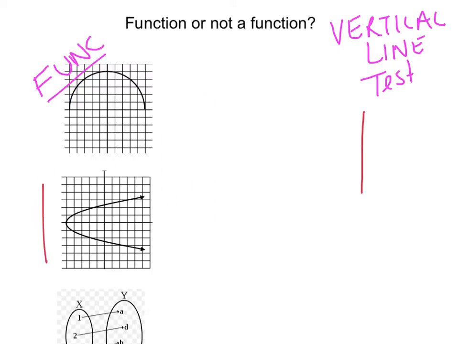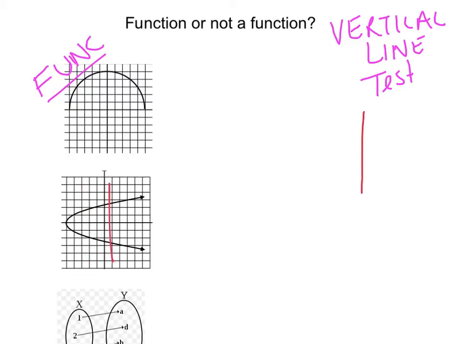Now let me take my vertical line and sweep it across the second graph. Look what happens right here. How many times does this vertical line hit the function? I hope you're screaming it out loud. It's definitely hitting twice. The second it hits twice, it's automatically not a function.